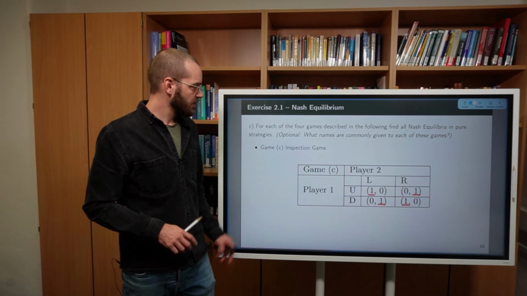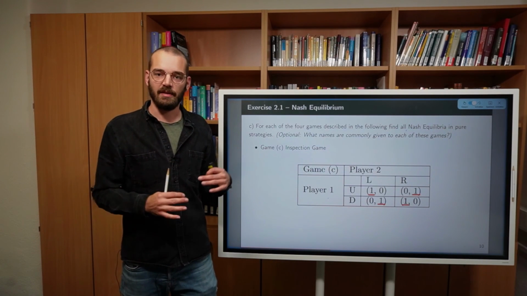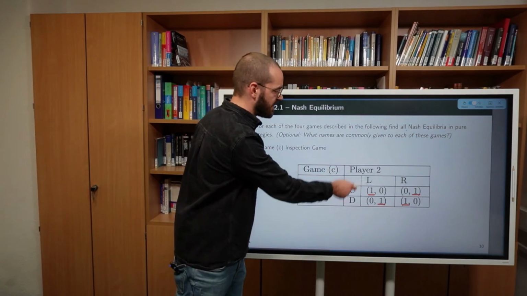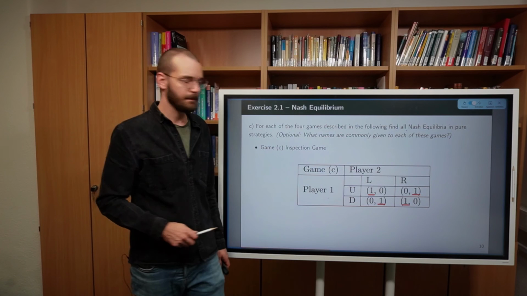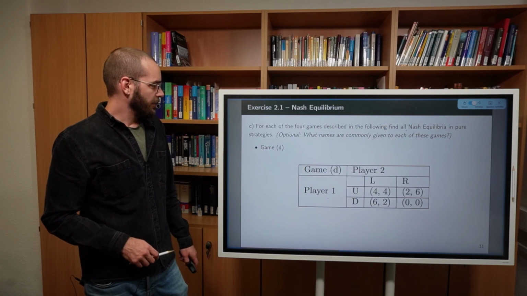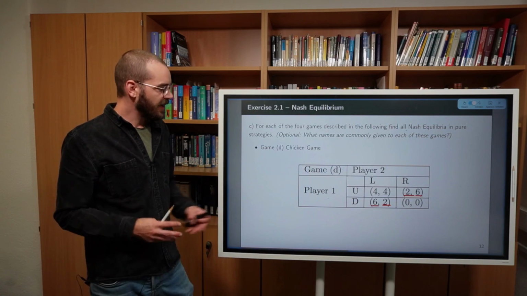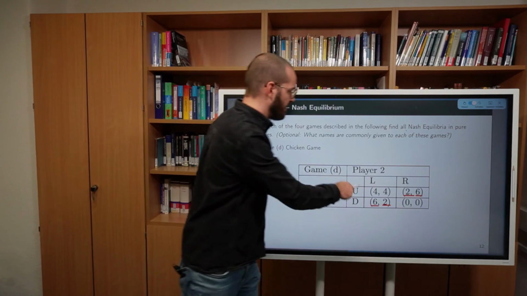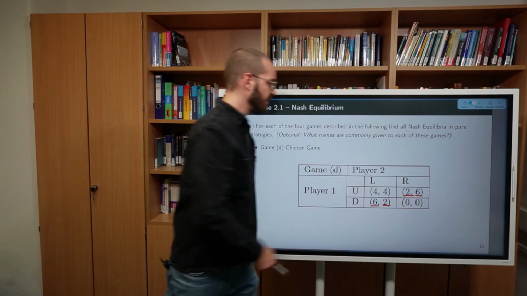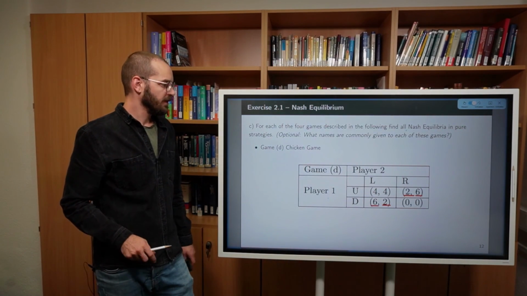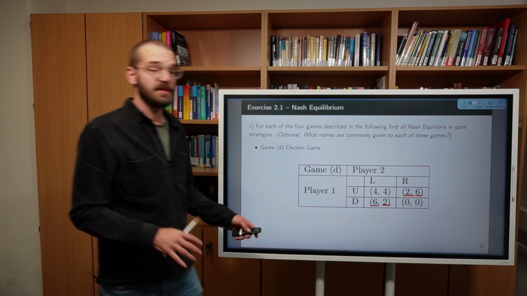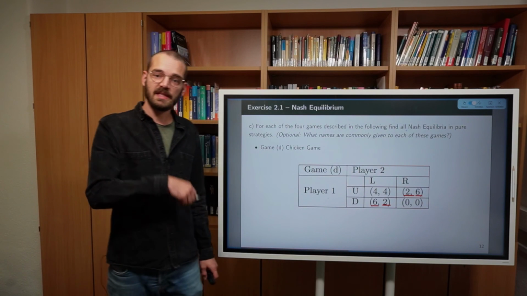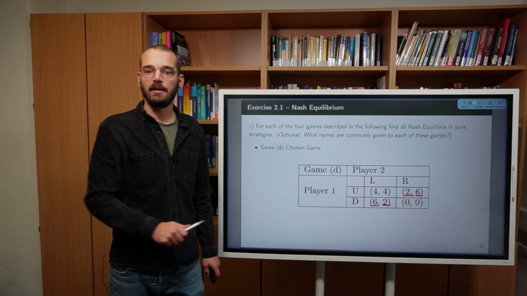The name of the game comes from players avoiding each other, and they have a preference for not ending up in the same pair of strategies. Game B again has two different Nash equilibria, one in the up right corner and one in the down left corner. This game is called the chicken game. And we call games with this general pattern of payoffs the chicken game.